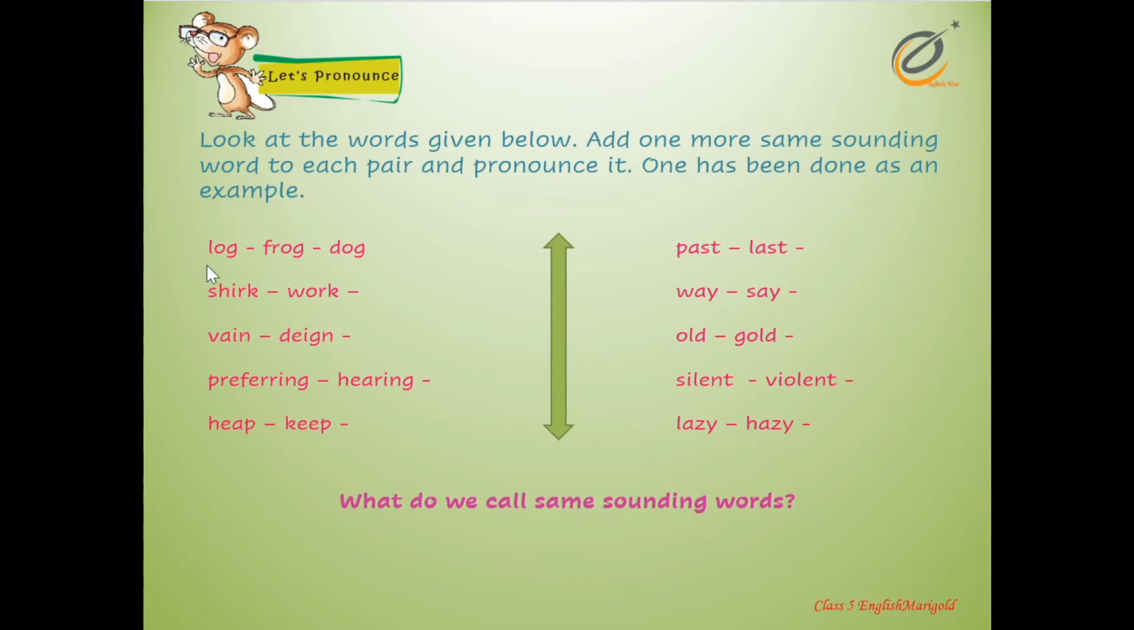So students, here you can see, I will pronounce the word. At the same time, you have to think of another word here, right? So you have to add another word in that pair. So log, frog, dog. Log, frog, dog.